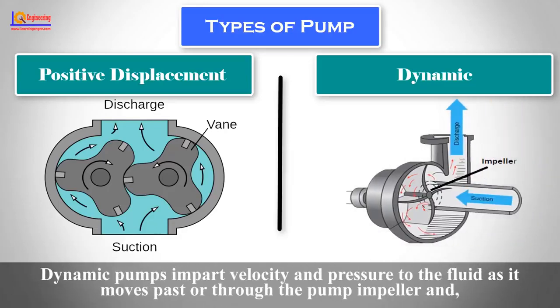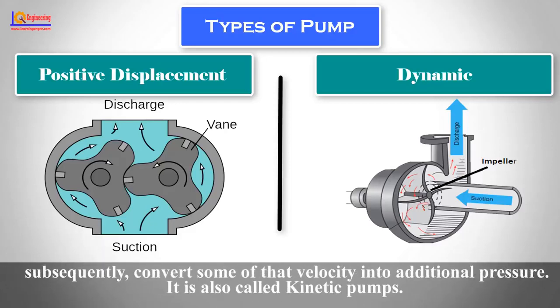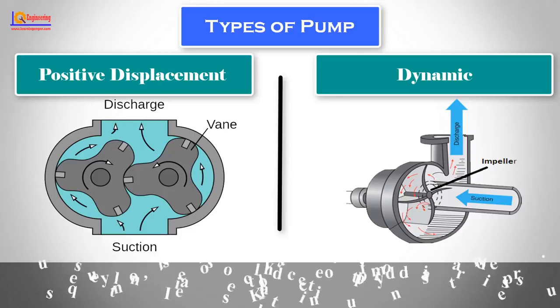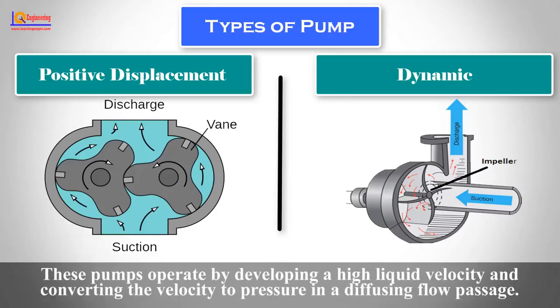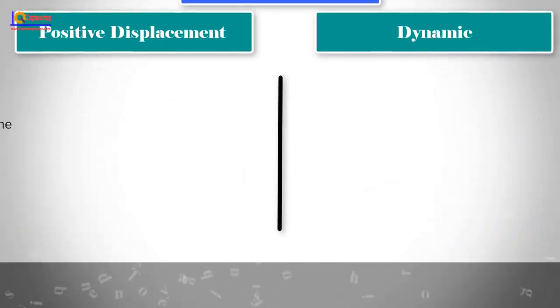Dynamic pumps impart velocity and pressure to the fluid as it moves past or through the pump impeller and, subsequently, convert some of that velocity into additional pressure. It is also called kinetic pumps. These pumps operate by developing a high liquid velocity and converting the velocity to pressure in a diffusing flow passage.